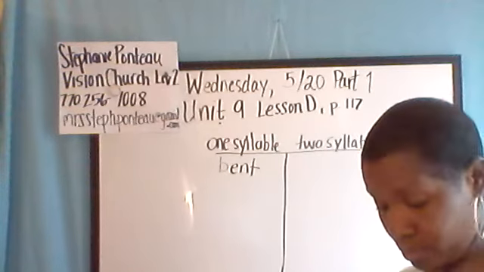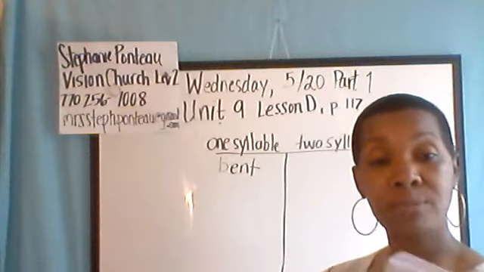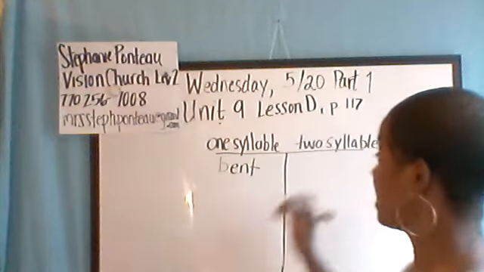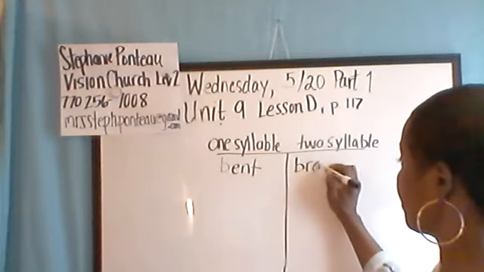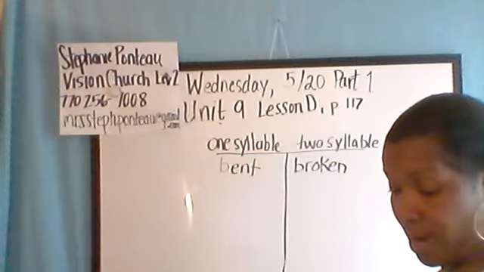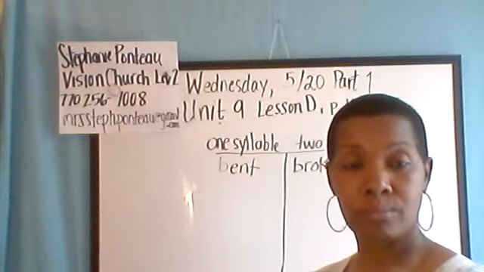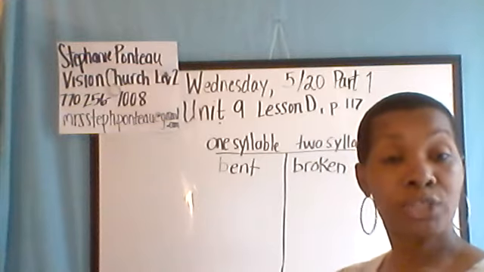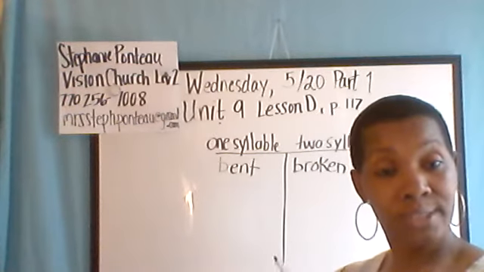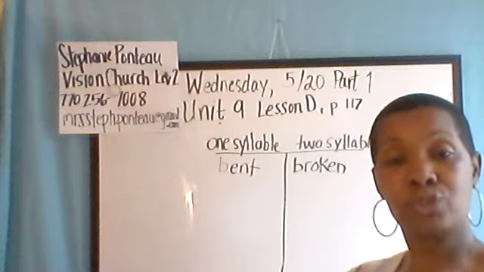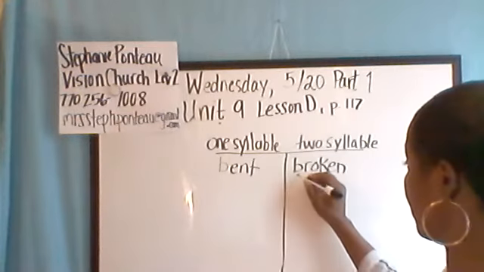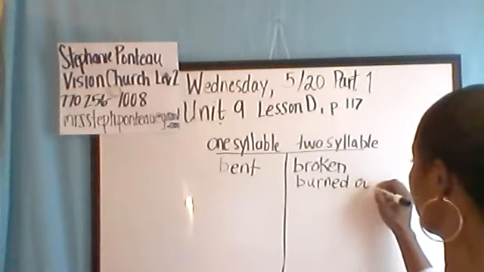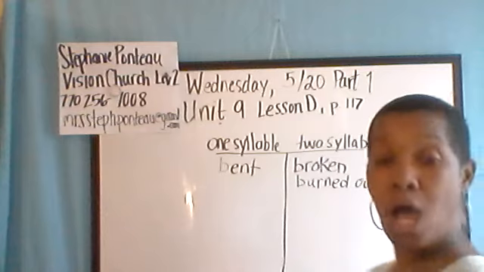The next word, broken. How many syllables is that? Broken. Yes, that's two syllables. So broken goes over here. All right, next word, burned out. So each word is one syllable, but that phrase together is two syllables. So we'll put it over here. Burned out. Okay, what's the next one?